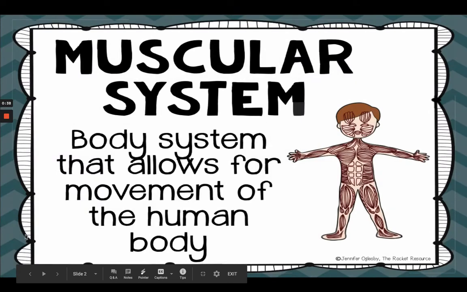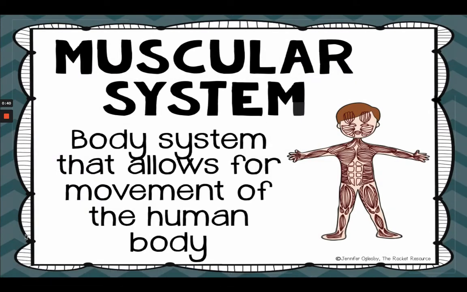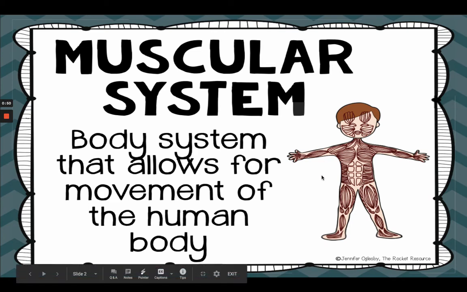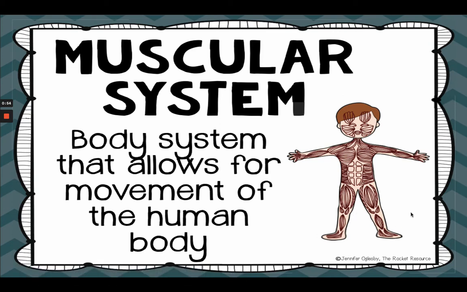So, first off, let's start with a definition for our muscular system, alright? So that is a body system that allows for movement of the human body. And as you can see, this diagram over here is giving us a picture of our muscular system. So I do want you to pause this video and copy this definition down into the science section of your notebook, just on that page where you put muscles at the top.